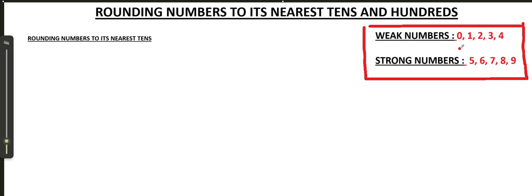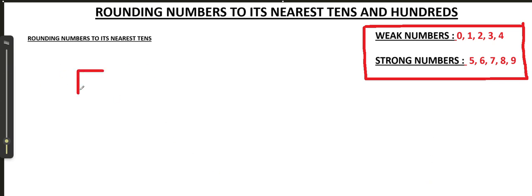Weak numbers are 0, 1, 2, 3, and 4. The strong numbers are 5, 6, 7, 8, and 9. So please try to keep a note of these weak numbers and strong numbers.